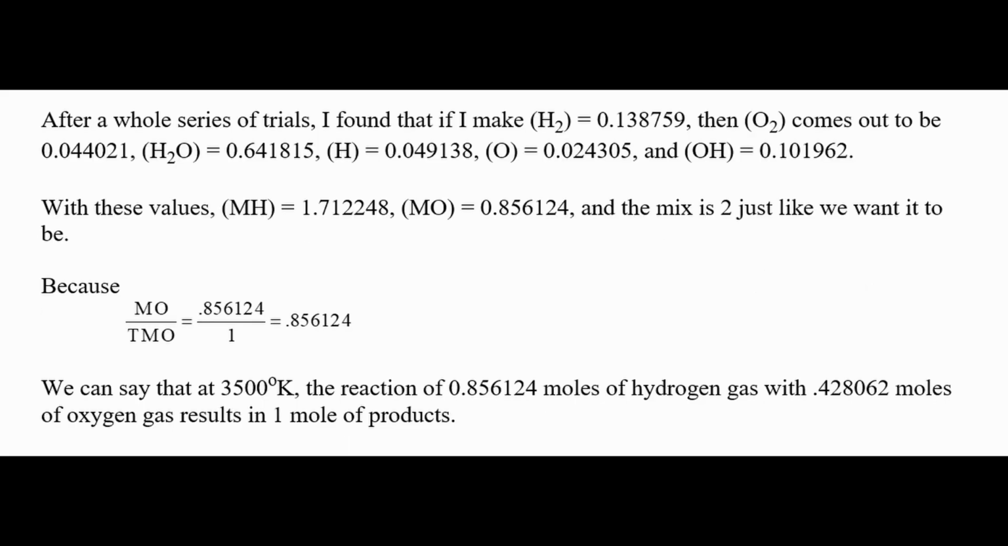After a whole series of trials, I found that if I make H2 equals 0.138, the other products come out nicely. With these values, MH equals 1.712, MO equals 0.856, and the mix is 2 just like we want it to be. Because MO over TMO equals 0.856, we can say at 3,500 degrees Kelvin the reaction of 0.856 moles of hydrogen gas with 0.42 moles of oxygen gas results in 1 mole of products.